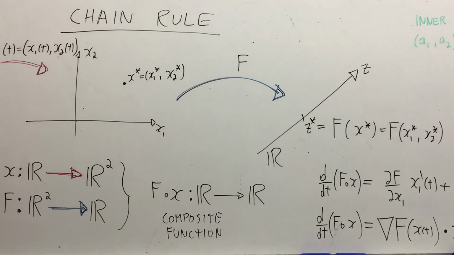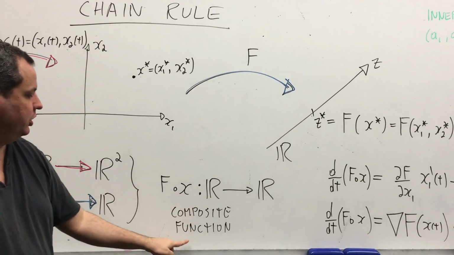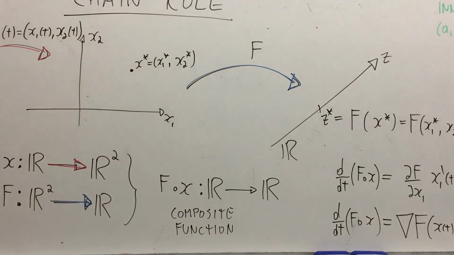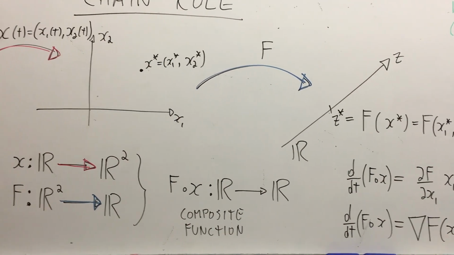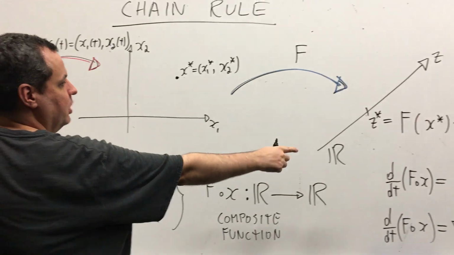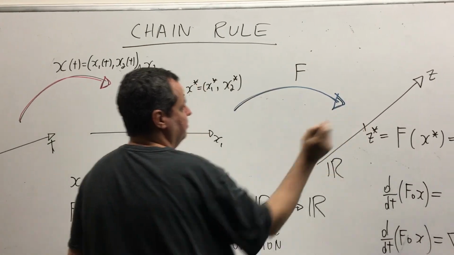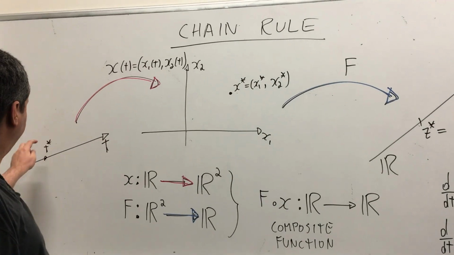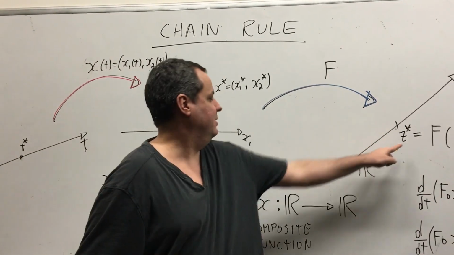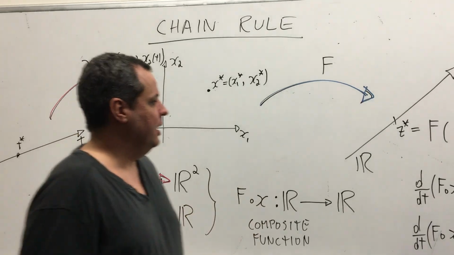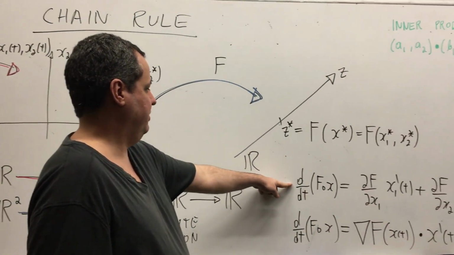And I would like to know what's the derivative of the composite function. The function that goes from real numbers to real numbers. It goes from Canberra to Sydney to London. So I want to see this function that takes t into z, the composite function. And here's the formula for it.